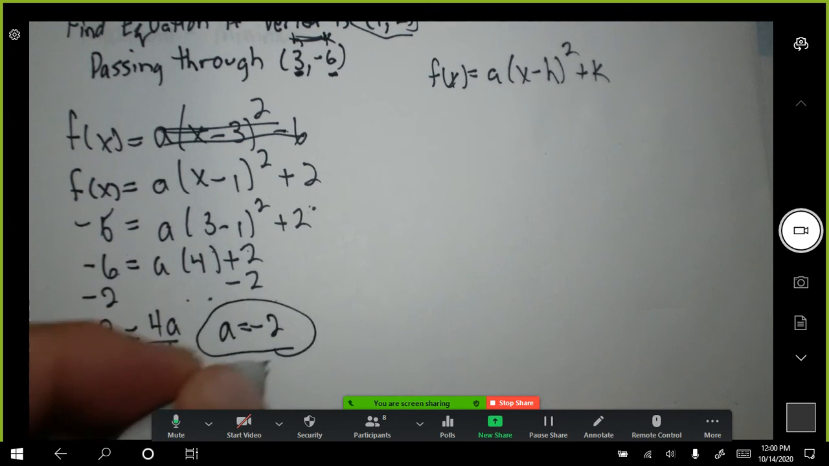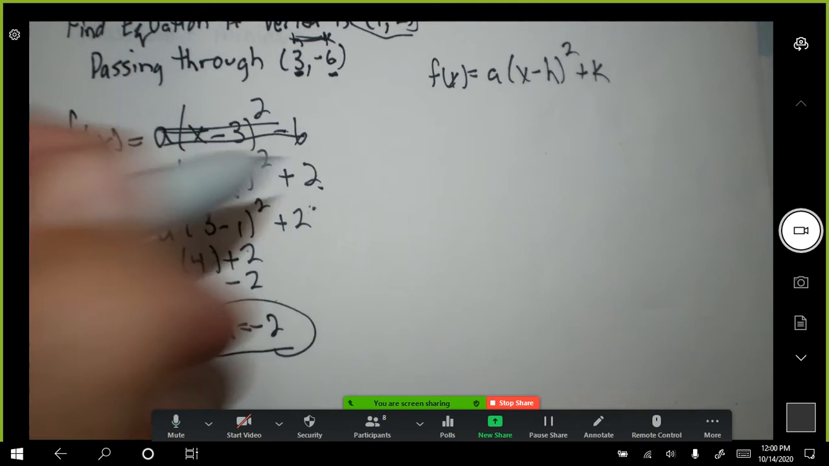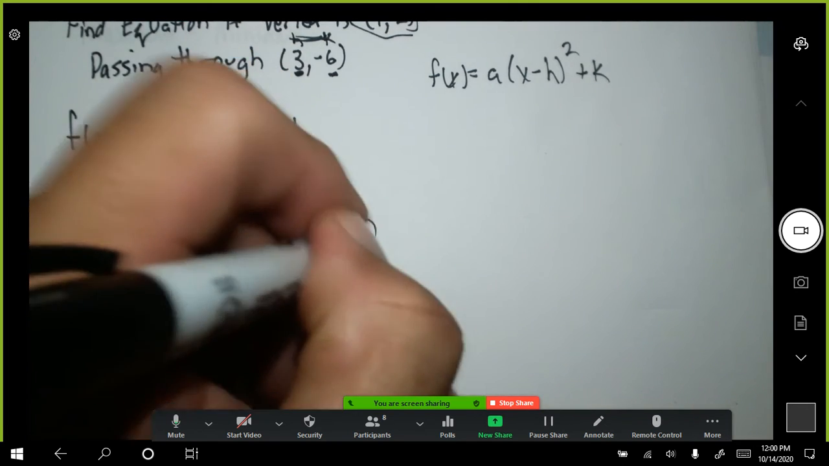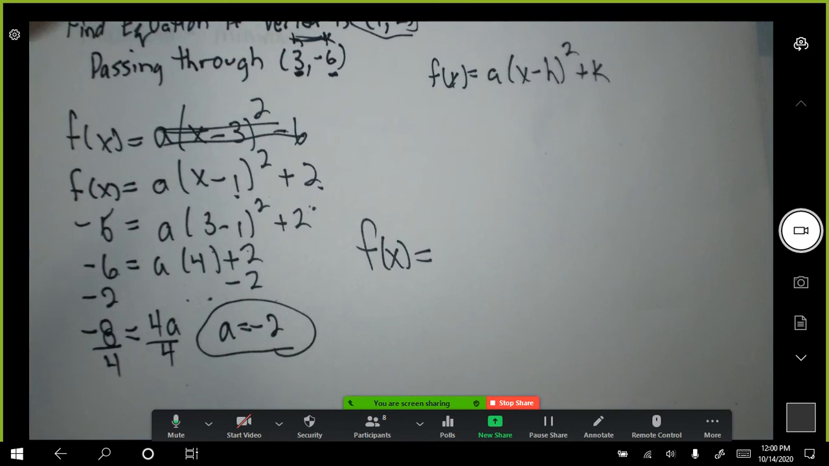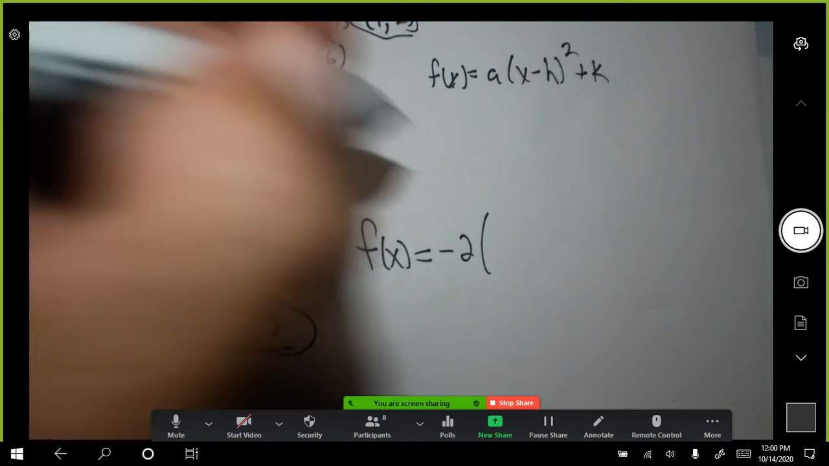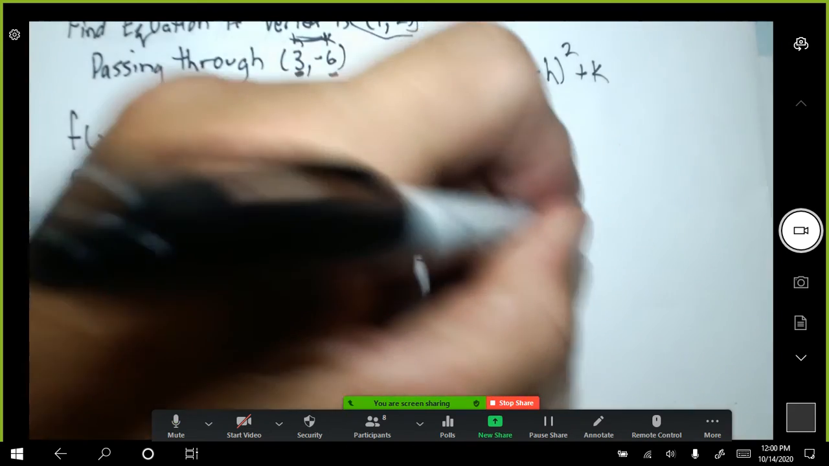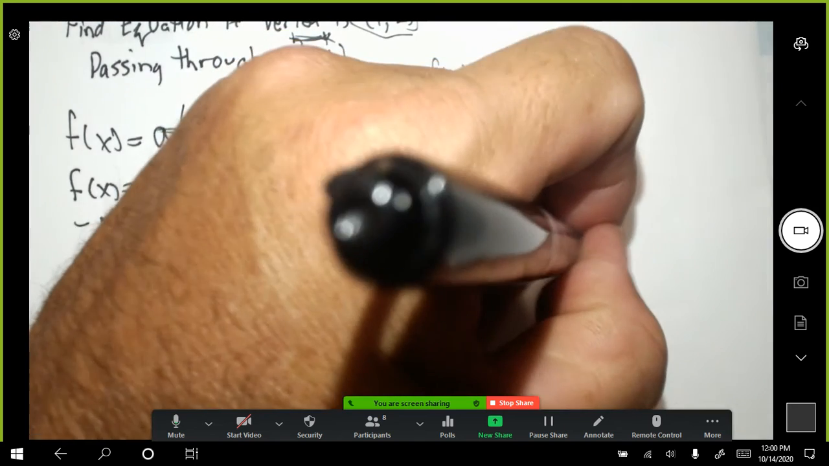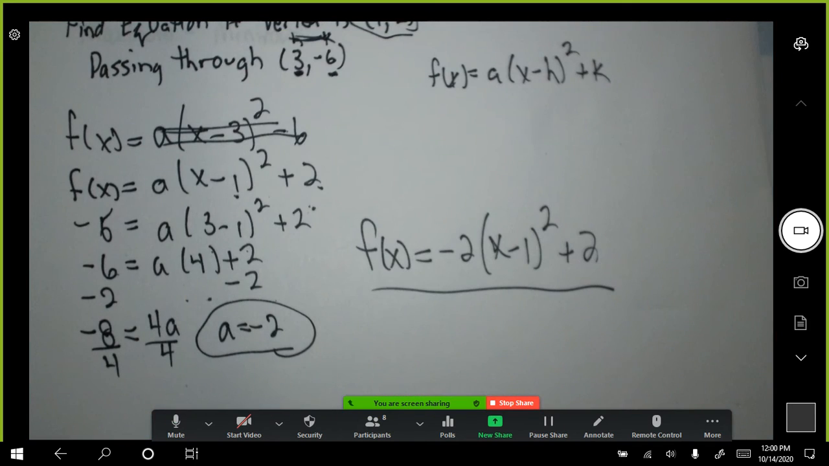So here's the a value, here's my h and my k, and so what I can say is the formula for the equation that has a vertex of (1, 2) and passes through (3, negative 6), the a value is negative 2, so that's going to be negative 2 times (x minus 1) squared plus 2. All right. And there's going to be a couple problems like that on your assignment, and I'm going to go through one more. Any questions?